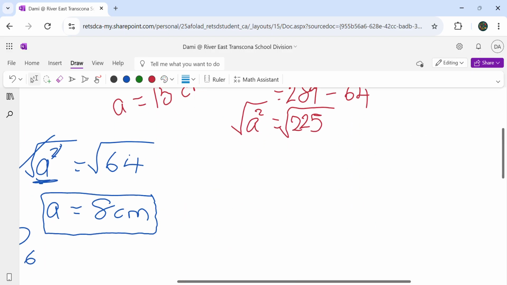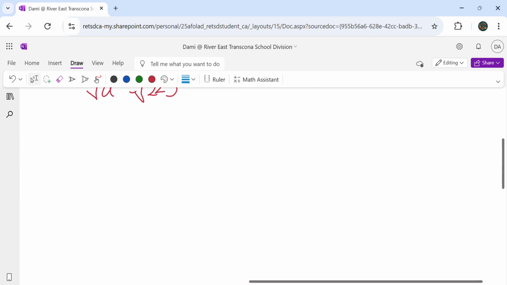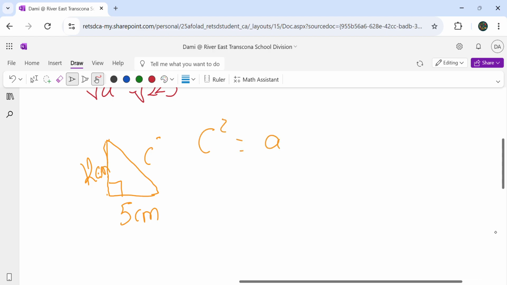This question I would love for you to try yourself. And the question is, in a right angle triangle, you're looking for this, and your legs are 5 centimeters and 12 centimeters. Solve to find the length of the hypotenuse using this. Try it out. Pause, and try it out by yourself to see if you understand.